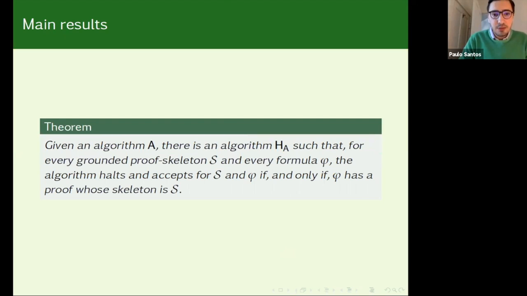Finally, my last result is this one, and it says that one can abstract the algorithm and develop a general algorithm to which one inputs algorithms to solve the previous problem. More precisely, given an algorithm A, there is a general algorithm depending on this algorithm A that has the following property. For each grounded proof skeleton S and formula phi, the algorithm halts and accepts S and phi exactly when phi has proof skeleton S. This means that there is a general algorithm to which one inputs a fixed algorithm A, and this algorithm solves the grounded proof skeleton problem for A.